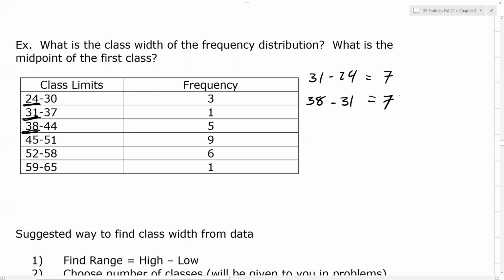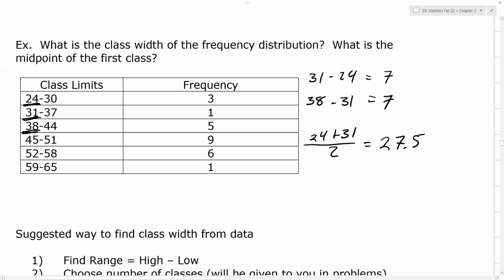Next, what is the midpoint of the first class? Again, it is all based on consecutive lower limits. So we did 31 minus 24 for our class width. We're going to do 24 plus 31 divided by 2 for the midpoint. So 24 plus 31 gives us 55, divided by 2. That tells me my midpoint for this first class is 27.5.